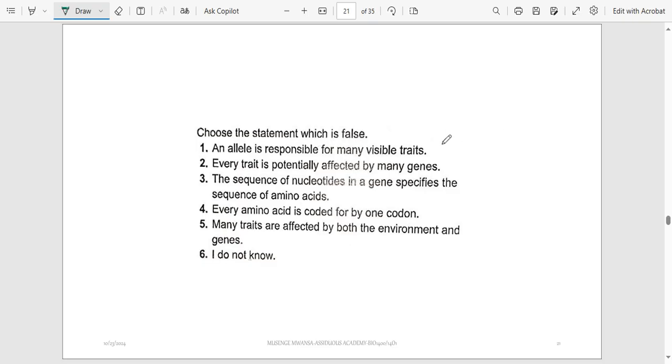Choose a statement which is false. A gene is responsible for many visible traits. Okay, this is actually true. Every trait is potentially affected by many genes. Okay, I'll just put a dot there. The sequence of nucleotides in a gene specifies the sequence of amino acids. Yes, remember this is in mRNA transcription. Every amino acid is coded for by one codon. This is true. Many traits are affected by both the environment and genes. This is true. The reason why you can be tall is not just because of your genetics, but also the environment, like how you are eating. So every trait is potentially affected by many genes. This is false. Each gene will only give you one trait. Let's say, for example, a gene for eye color, a gene for height.